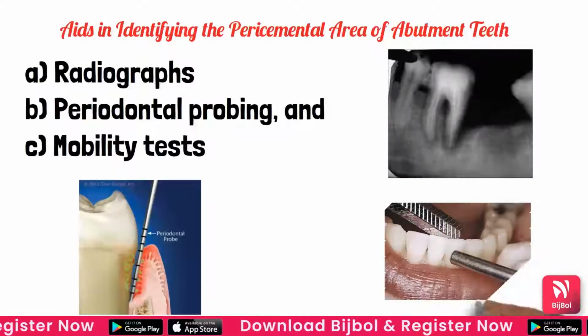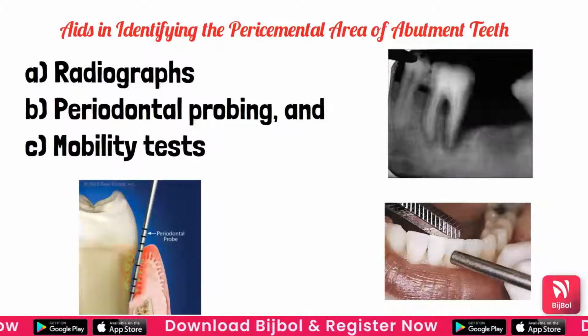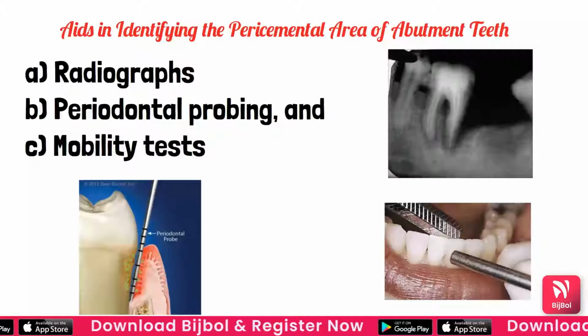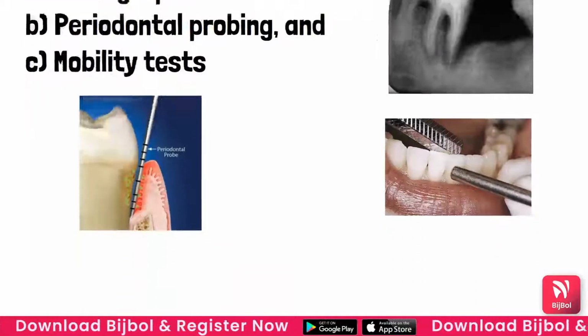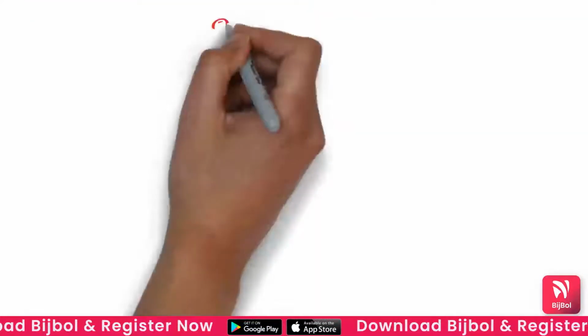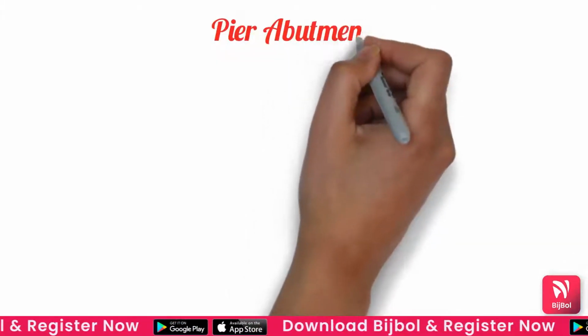Now, if there is some mobility in the abutment tooth, a mobile tooth will definitely not have adequate periodontal ligament area, so it cannot be used as an abutment tooth. Now we have to see a few situations.